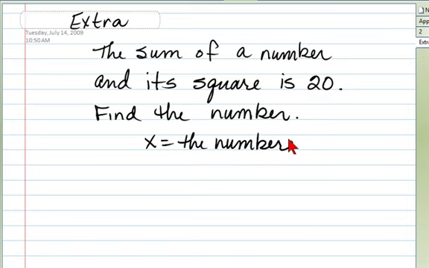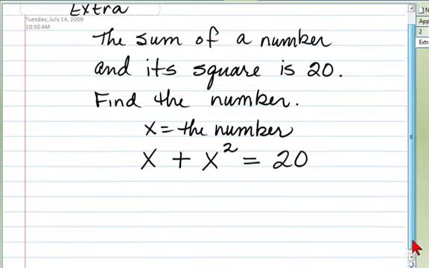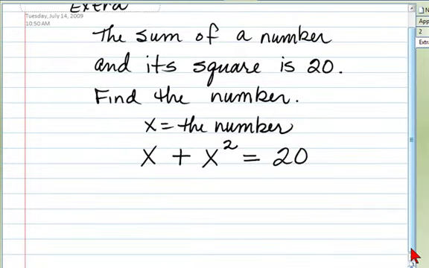All right. Now, the equation. It says the sum of a number and its square. What does sum mean? Plus. So the sum of a number and its square. How am I going to write its square? x to the second. The sum of a number and its square is, that's my equal sign, 20. Did I just write a quadratic equation? There's the square.